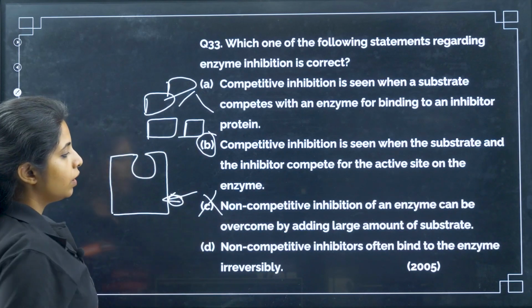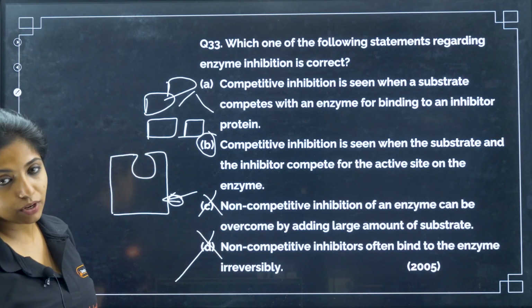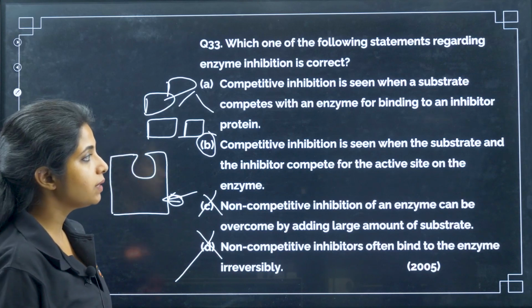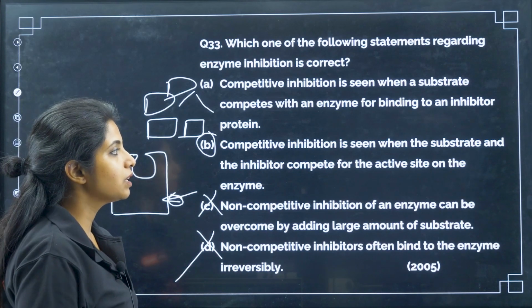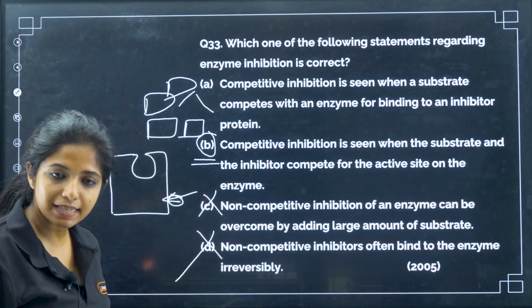So this is wrong. Non-competitive inhibitors often bind to the enzyme irreversibly. Wrong. It is reversible. So what is the answer? Competitive inhibition is seen when the substrate and the inhibitor compete for the active site on the enzyme. This is the only thing that is correct.